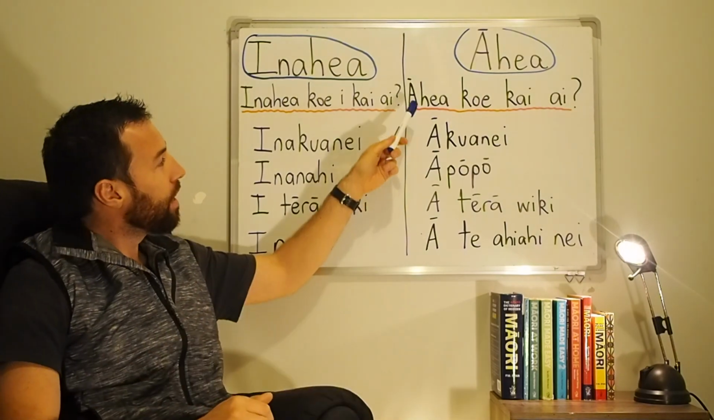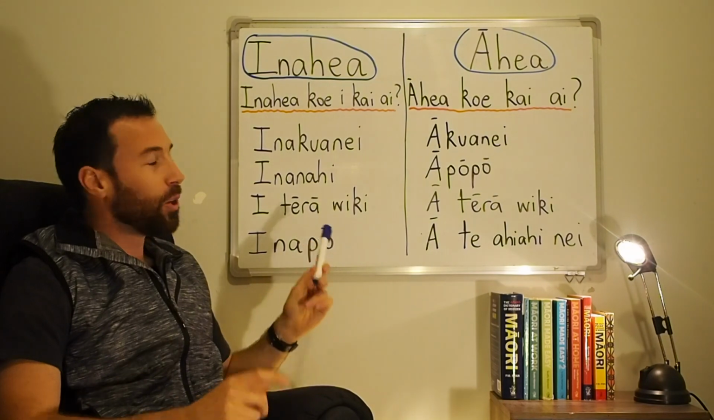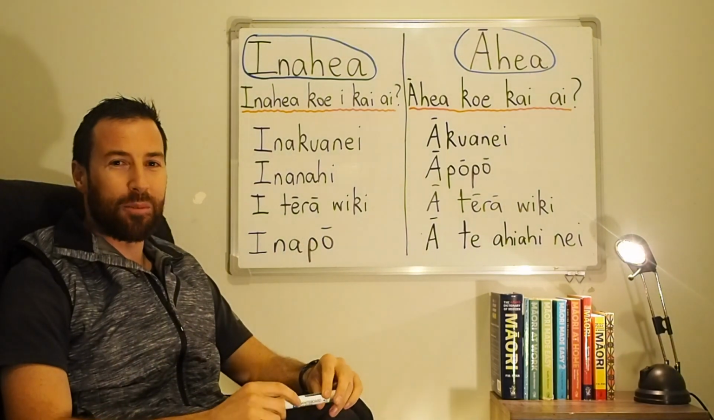Notice the pattern. "Ā", "i". Look for the patterns and don't overcomplicate it.